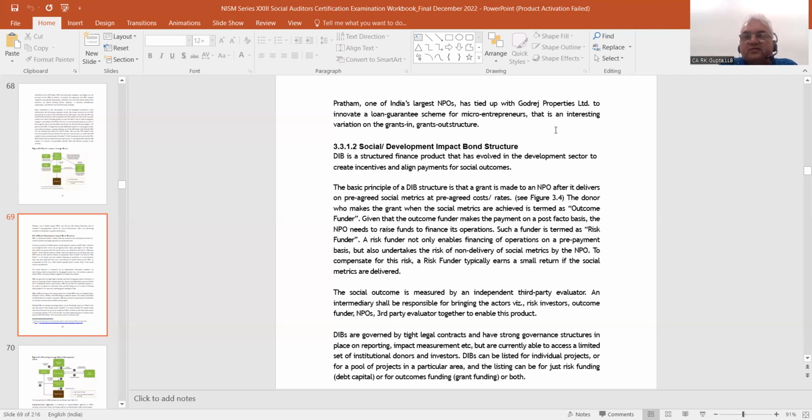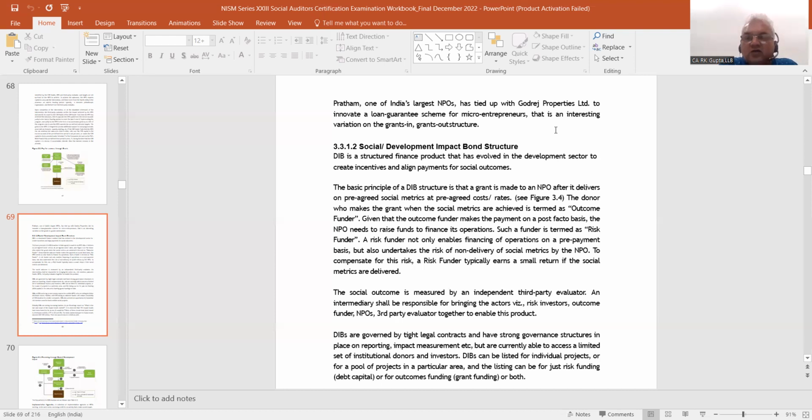Given that the outcome funder makes the payment on a post facto basis, the NPO needs to raise funds to finance its operations. What will we call this funder? Risk funder. Okay, the risk funder will come first. The outcome funder is safe. The outcome funder will come into the picture when the NPO demonstrates the social metrics and says that the social metrics are achieved. We call that the outcome funder. But till then also the NPO needs some funds. So that will be funded by the risk funder, venture capital.